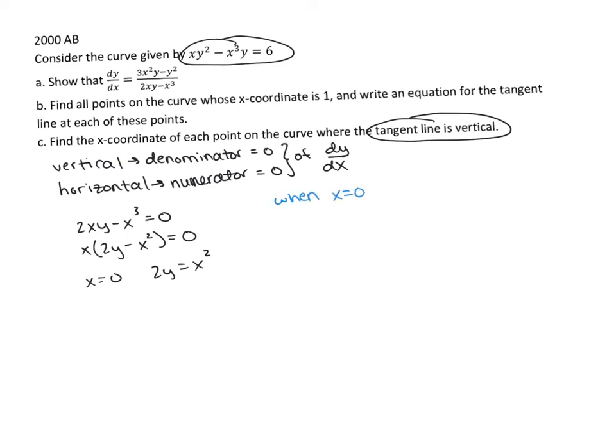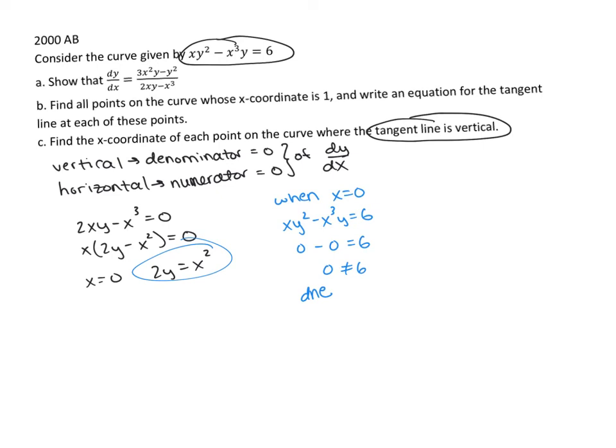I have when x is 0, and if I plug that into the original curve, I get something that doesn't make sense. What that means is there are no points on the curve when x equals 0. So unfortunately, the nice answer, x equals 0, is not the right answer. I'm going to have to work with this a little bit more.